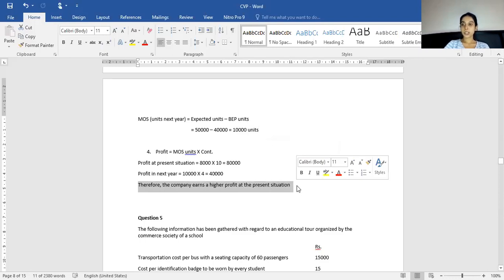So therefore the company earns a higher profit at the present situation. So we can reach a conclusion saying that this campaign is not really effective, because in the present situation our profit is much higher. Okay.